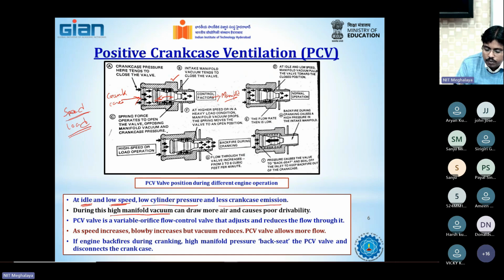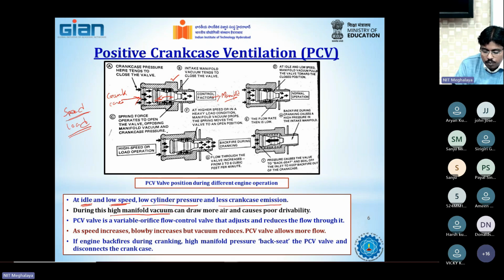So why does it create high manifold vacuum? It's because you run the engine in rich condition, and in rich condition, the quantity of air required inside the combustion chamber is very less. Rather, a little more fuel supply is required. Air supply requirement is less. So when the air requirement is less, the mass flow rate of air reduces, and the pressure drop increases. Pressure drop increase means there will be high vacuum in the manifold.